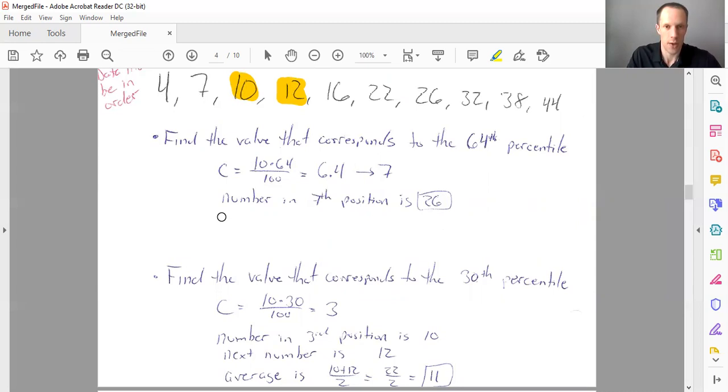So take the 10 and the 12 and average them. 10 plus 12 is 22, divided by 2 would give you 11. So you would say 11 is the number that corresponds to the 30th percentile.